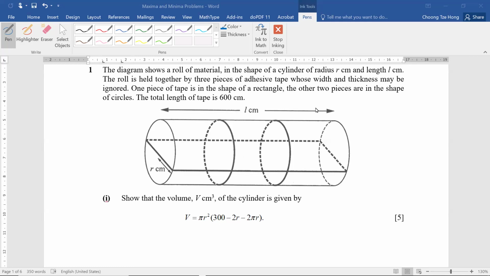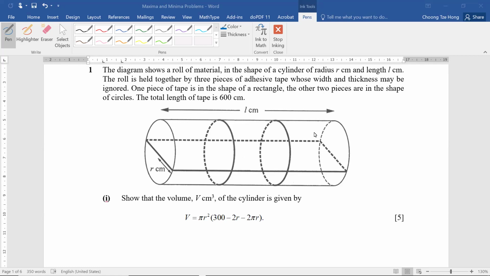The diagram shows a row of material in the shape of a cylinder of radius r and length L. The row is held together by 3 pieces of adhesive tape whose width and thickness may be ignored. One piece of tape is in the shape of a rectangle and the other 2 pieces are in the shape of circles. The total length of the tape is 600 cm.